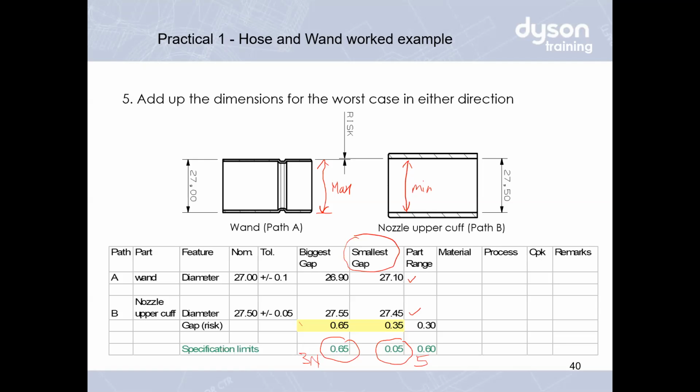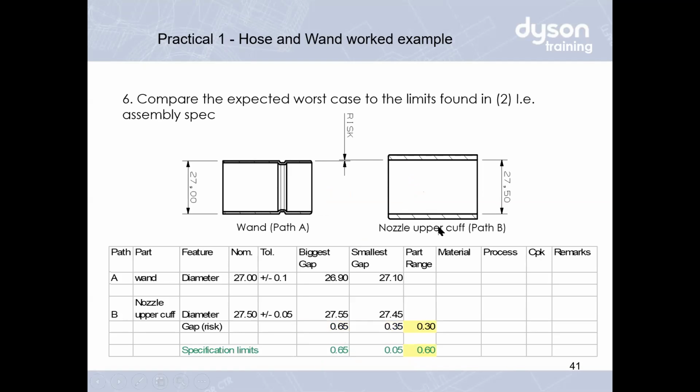And from the prototypes that you make, you know that 3 Newtons assembly force occurs when the gap between part A and part B is 0.65. And you need 5 Newtons of force to assemble when the gap is 0.05. All right, now, what will be the next?